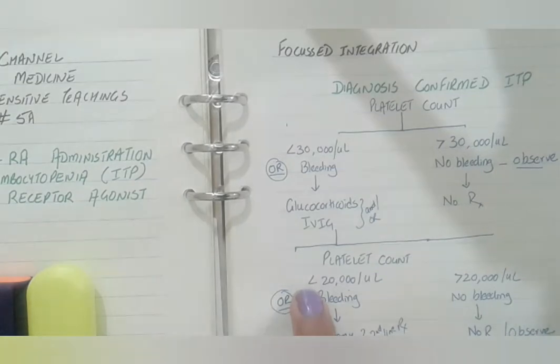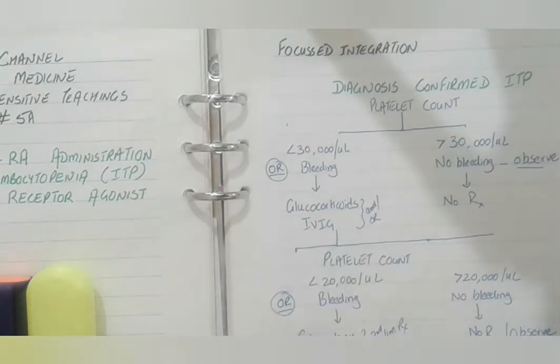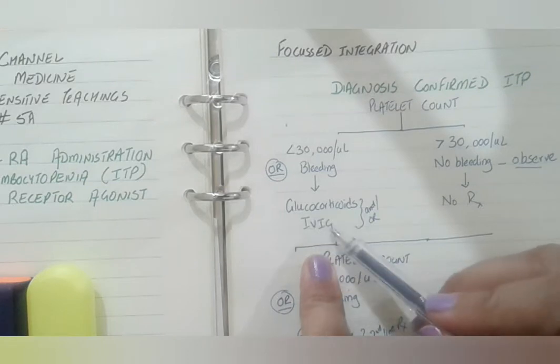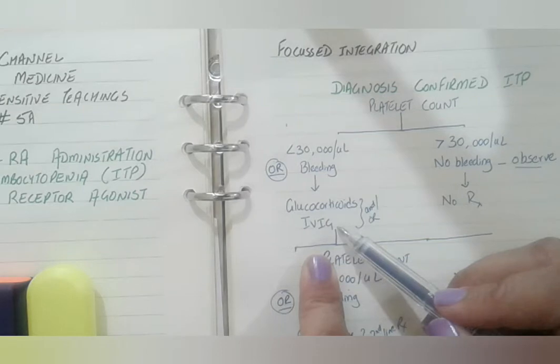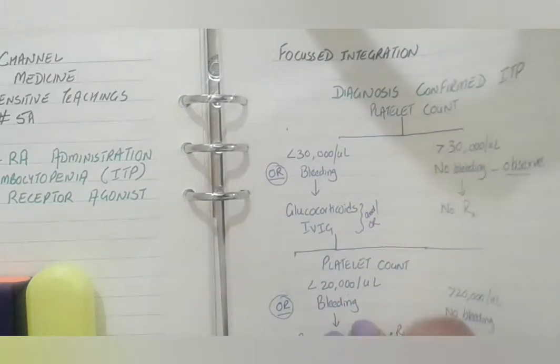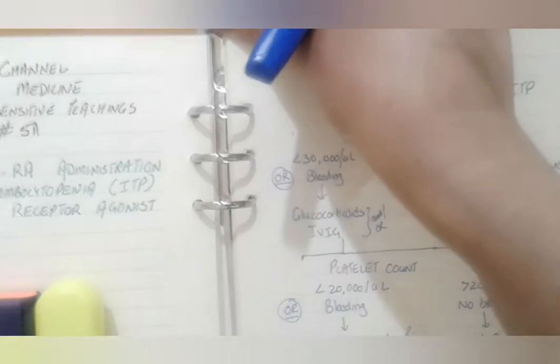Then you start glucocorticoid therapy, and at the same time it depends upon the patient's condition. If the patient is prominently bleeding, like there is a severe GI bleed, an intracranial bleed, or on physical examination there's a demarcation like mucosal purpura which indicates bleeding, then you have to give IVIG. Remember, this is an exam sensitive question.